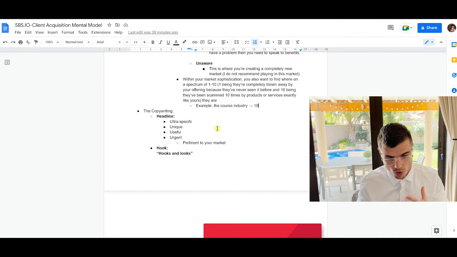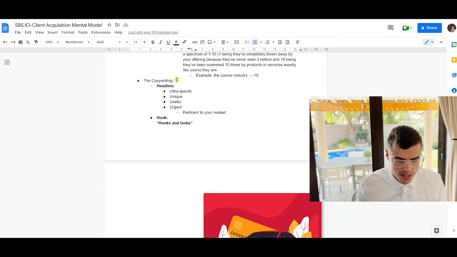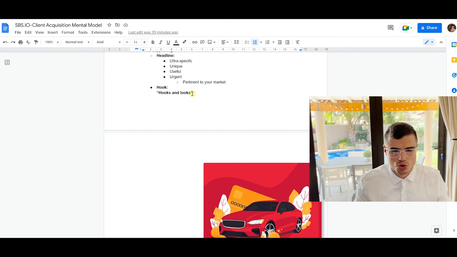So the copywriting here, we have the headline. This is a little bit of a formula, but we have a headline which is ultra specific. And then we have unique, useful, and urgent. So this is where it will draw down to your specific market and how you use these, but it's pertinent to your market, right?